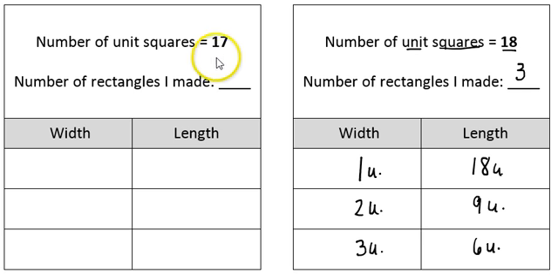If we go back to the first chart though, we're looking for rectangles that have an area of 17 square units. Well, I could have a width of 1 unit and a length of 17 units. 1 times 17 would give me 17 square units. But I could not multiply 2 times anything to get 17. I couldn't multiply 3 times anything to get 17. If I were to continue trying to find rectangles, I would discover that this rectangle can only be made by a width of 1 and a length of 17. So I can only find one rectangle that would give me an area of 17 square units.